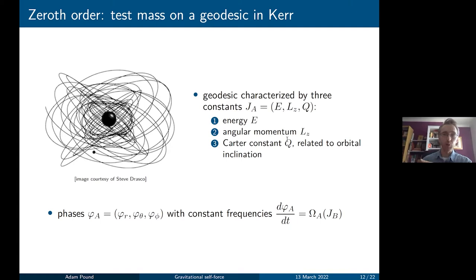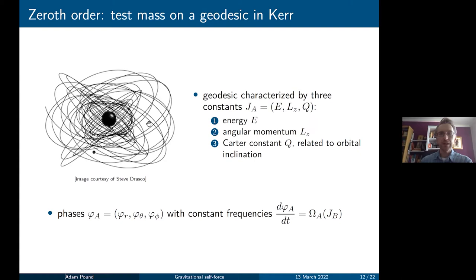So to build up how I'm going to do that, I'm going to start at zeroth order. So at zeroth order, we just have geodesic motion in the external background. So we have a test mass on a geodesic in the Kerr geometry of the big black hole. Now, geodesic motion in Kerr is already complicated. This is kind of a generic orbit. It looks very, very complicated. But it is integrable. It has three constants of motion: the energy, the azimuthal angular momentum, so that's angular momentum around the axis of the spin of the big black hole, and this thing called the Carter constant, which is related to orbital inclination, basically how high up this thing will get and how low down it'll get.